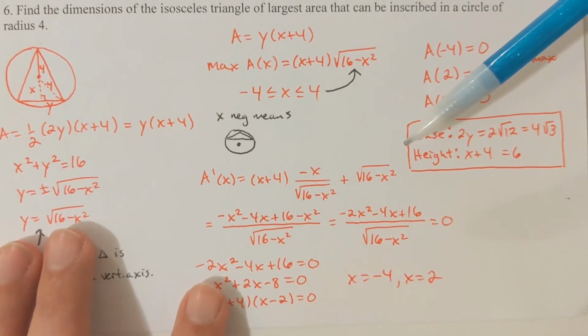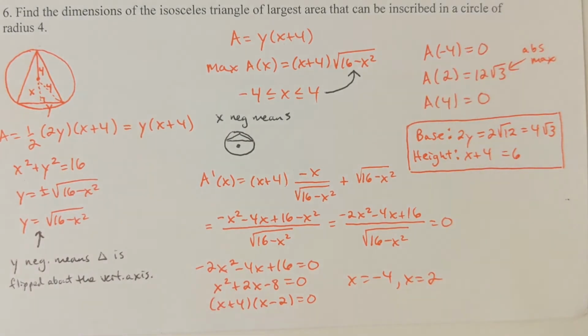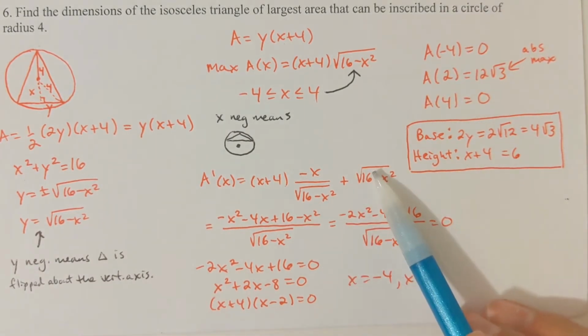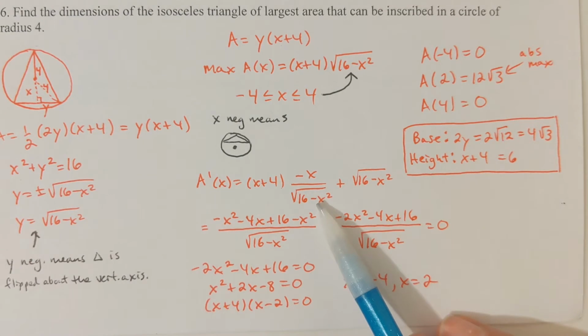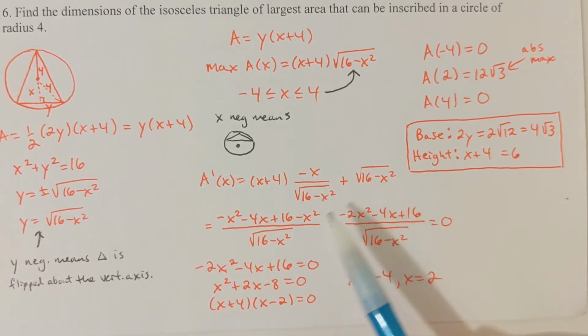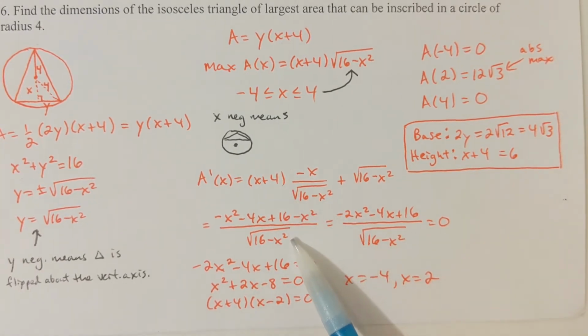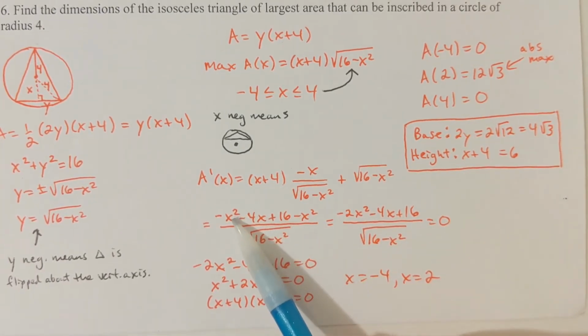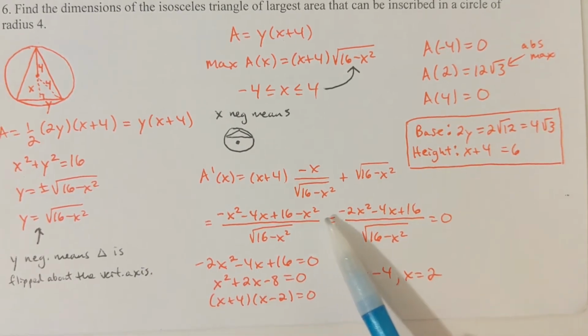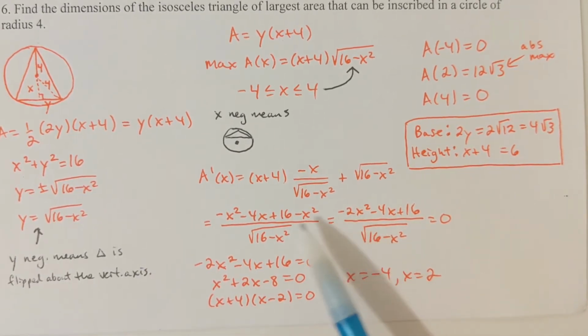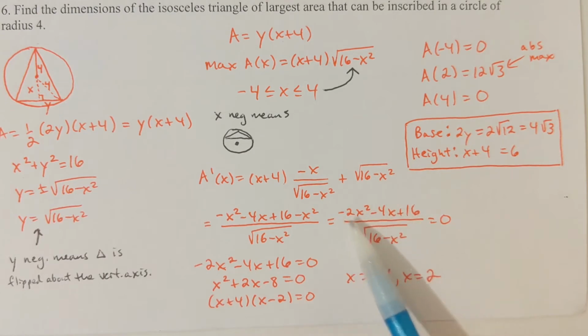Okay, and I want to simplify this. I'm going to get a single fraction. The square root of 16 minus x squared times the square root of 16 minus x squared, that's 16 minus x squared. Okay, and I've also distributed the negative x into these two terms. And then combine your like terms. Okay, so you're looking at negative 2x squared minus 4x plus 16 in the numerator.